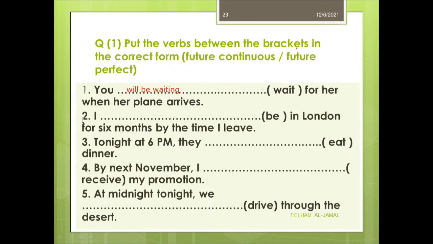Okay. Number 2. I space be in London for 6 months by the time I leave. We notice here we have by the time. We said by is always used with the perfect. So: I will have been.